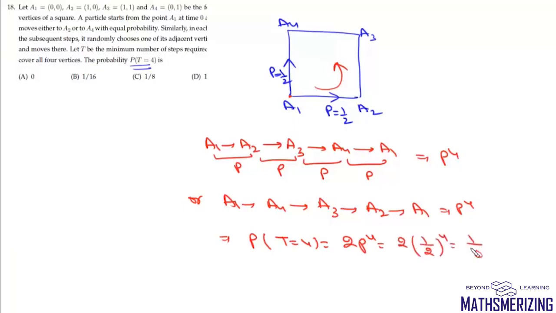So it will be simply 1 by 8 and that's your option number C.